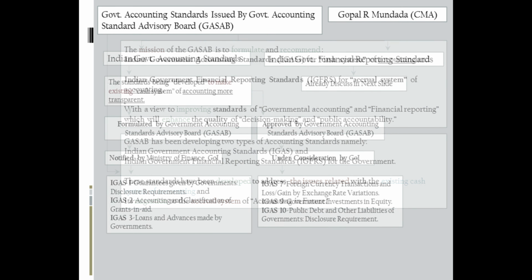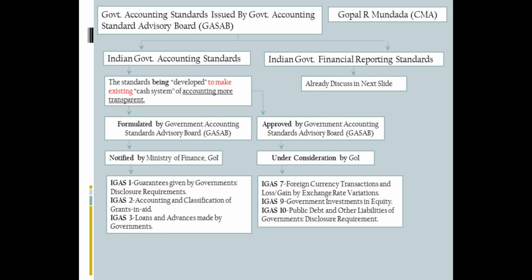So guys, next, there are 3 accounting standards that are formulated by the Government Accounting Standards Advisory Board and notified by the Ministry of Finance, Government of India. Those accounting standards are Indian Government Accounting Standard 1, guarantees given by the government, disclosure requirements. Next is Indian Government Accounting Standard 2, accounting and classification of grants-in-aid. Next is Indian Government Accounting Standard 3, loans and advances made by the government. So guys, these 3 accounting standards are formulated by the Government Accounting Standards Advisory Board and notified by the Ministry of Finance.